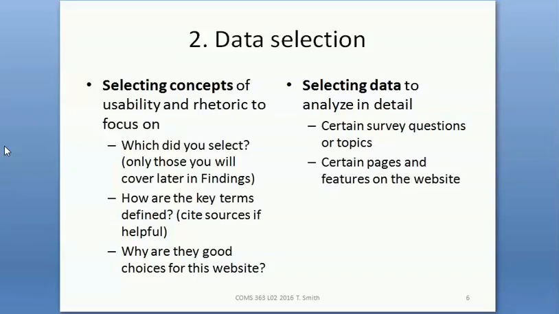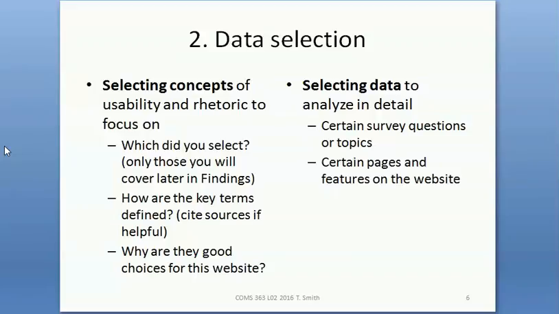Selecting data to analyze in detail includes certain survey questions and certain pages or features of the website. And remember here, you're not going to talk about how you divvied up your tasks according to different group members, and report A and report B. That's all internal to 363, and it's not relevant to the reader.